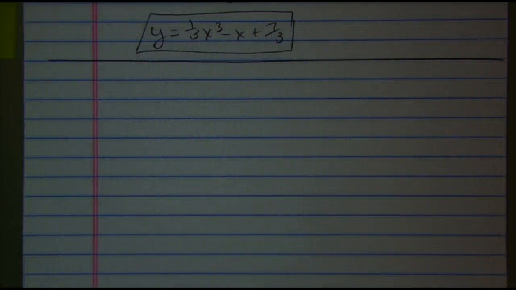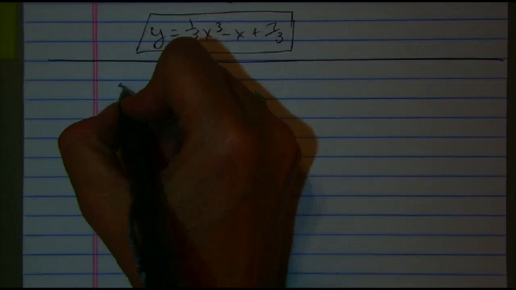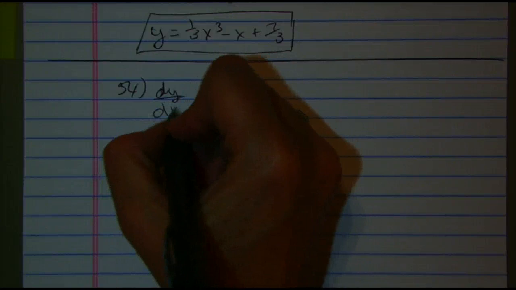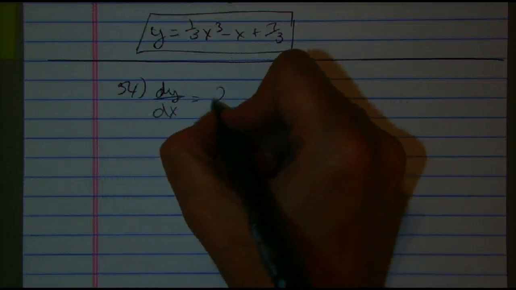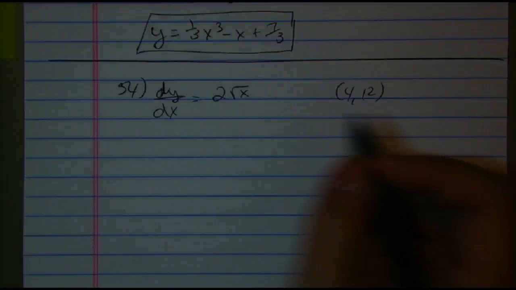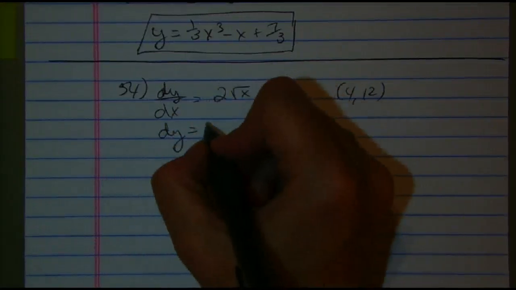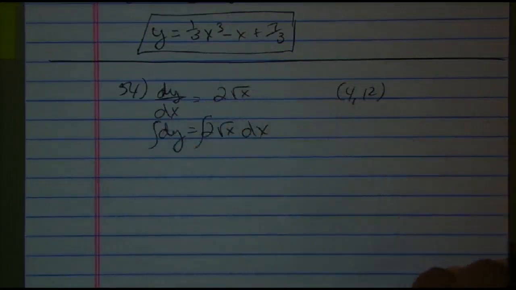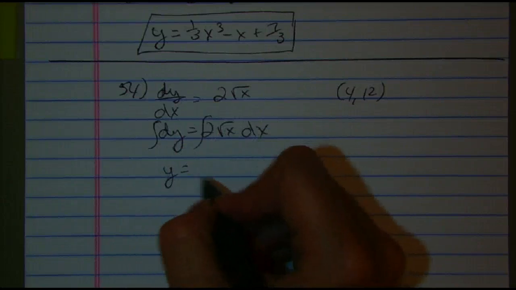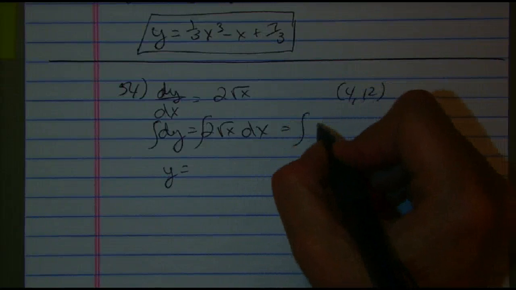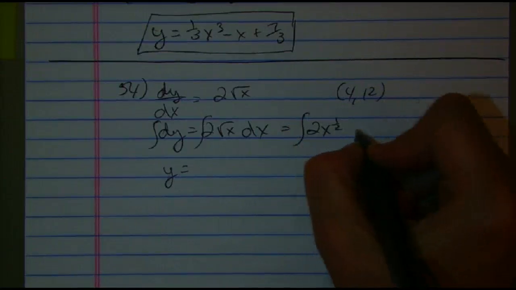Let us try another problem. Let us try number 54. dy over dx equals 2 times the square root of x at the specific point (4, 12). So let's set this up. Multiply both sides by dx. Now I'm ready to take the antiderivative of both sides. Oops, I should have gone ahead and simplified that, so let me simplify that. That's 2 times x to the 1/2 dx.